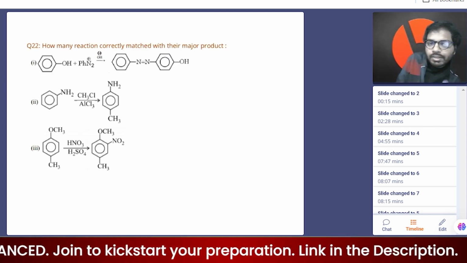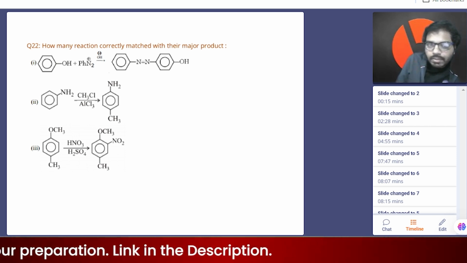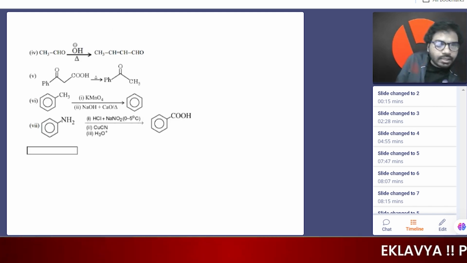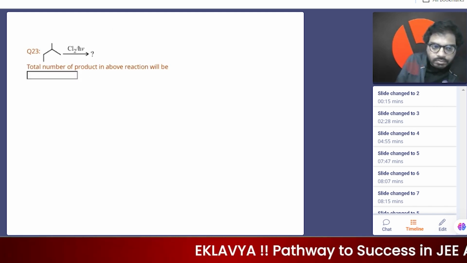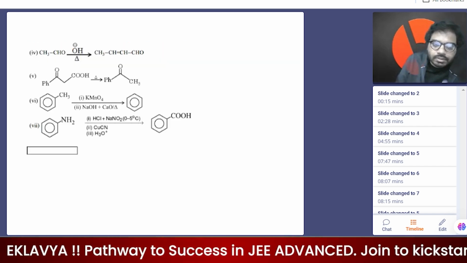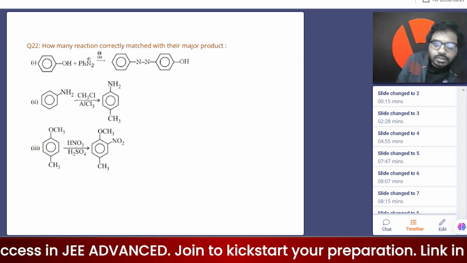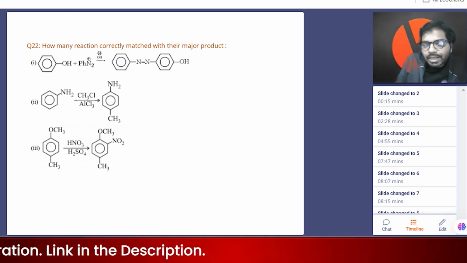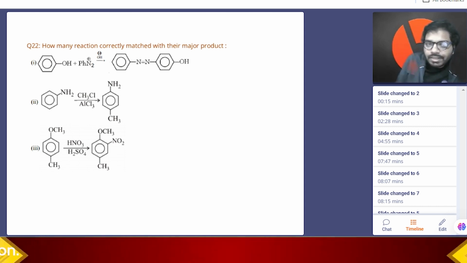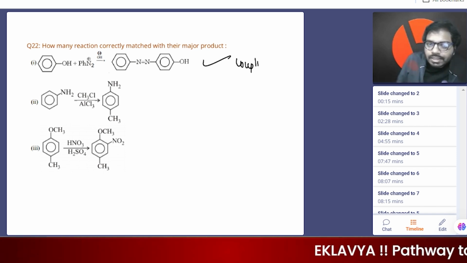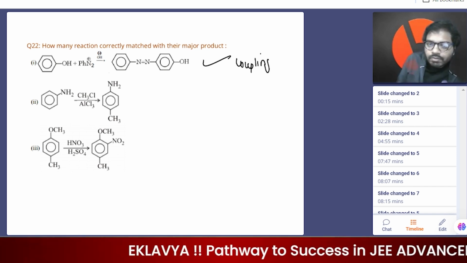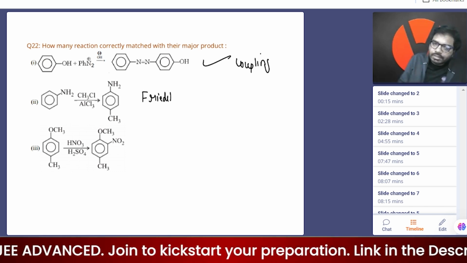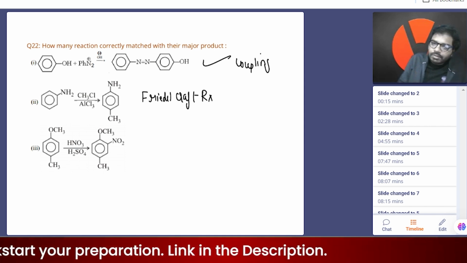Okay, how many reactions are correctly matched with the major product? They are asking whether the product formed here is correct or not, and in total there are 7 options. So we will check them one by one to see what the possible products formed will be. Fine. We can see here OH and Ph and N2 positive. This is the coupling reaction. So the product formed is correct. NH2 and CH3Cl, AlCl3. This is the Friedel-Crafts reaction.